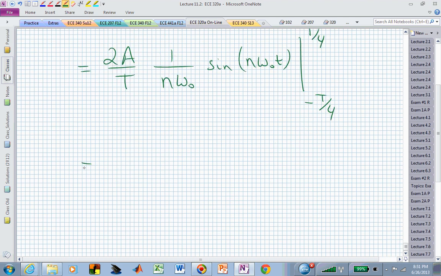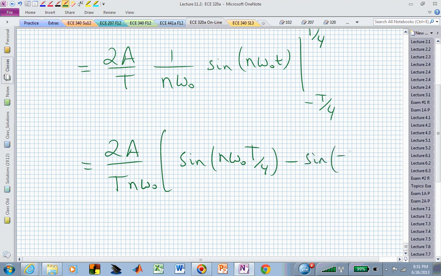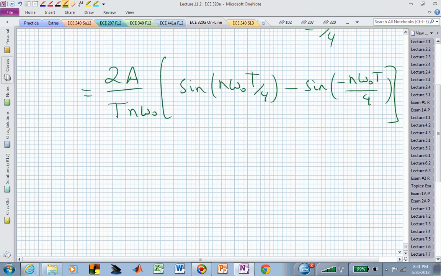Or this now becomes 2a over t n omega naught, sine of n omega naught at the upper limit is t over 4, minus the lower limit, which is sine of minus n omega naught t over 4. And sine of minus x is minus sine x. That now actually allows us to combine those terms inside the square brackets. It really gives us 2 of the same amount.